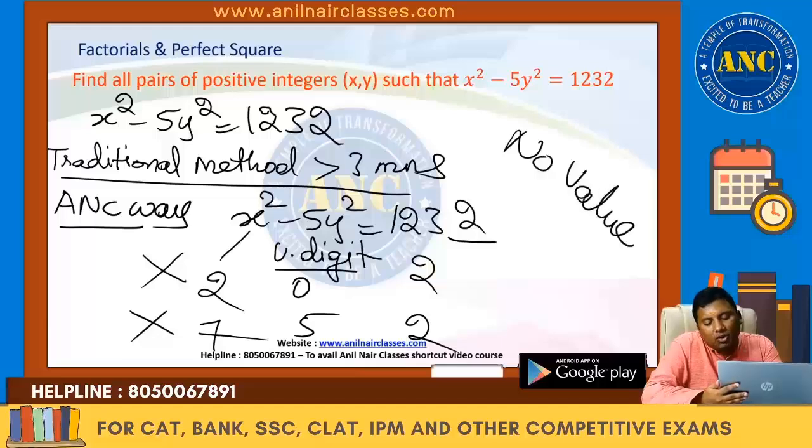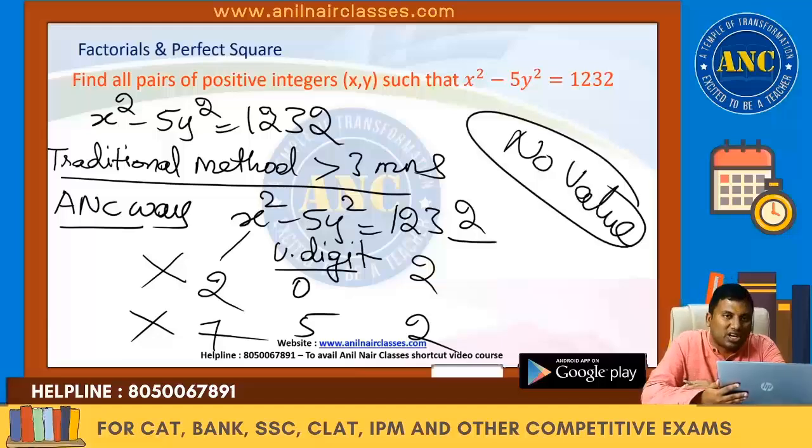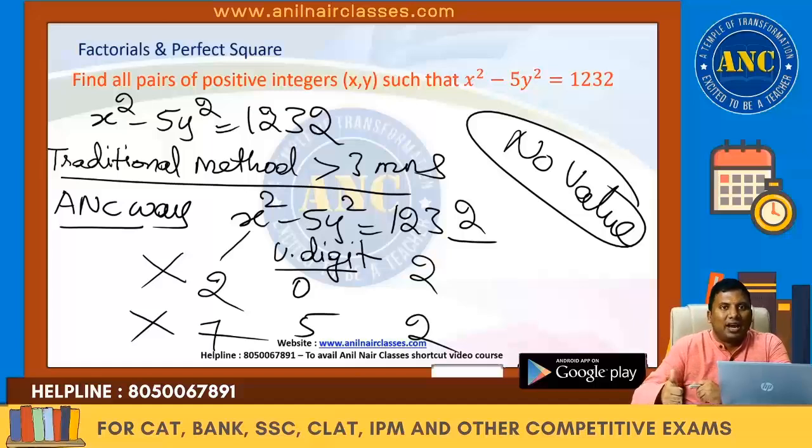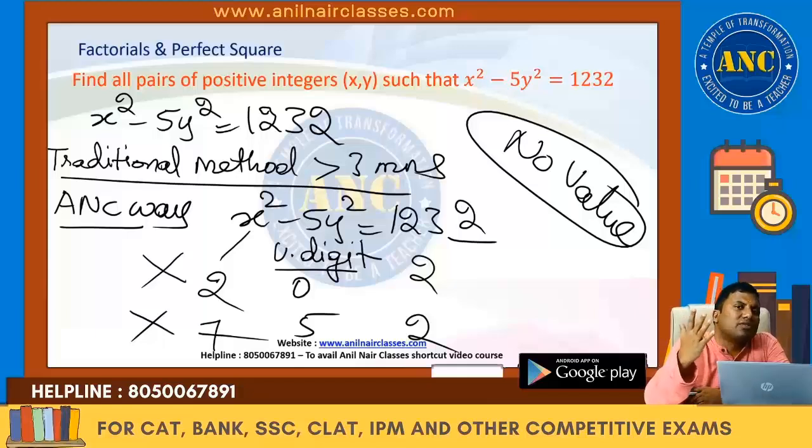A 3-minute question became a 5-second question because you have attended the perfect square logic. Tell me one logic which I did not use. Here, perfect square digital sum is always 1, 4, 7 or 9. I used it. Perfect square never ends with 2, 3, 7 or 8. I used it. A perfect square is always of the form 4 into something or 4 into something plus 1. That also I used.